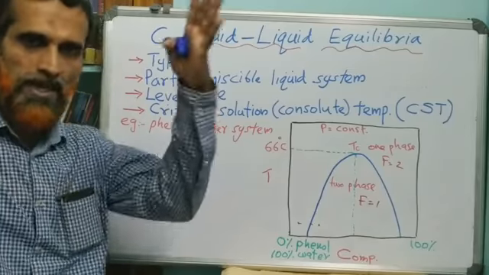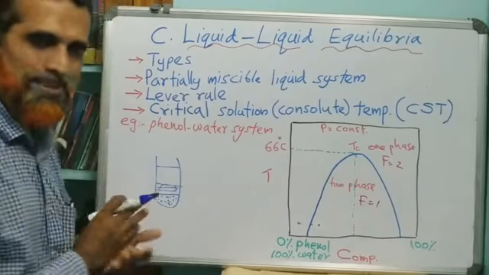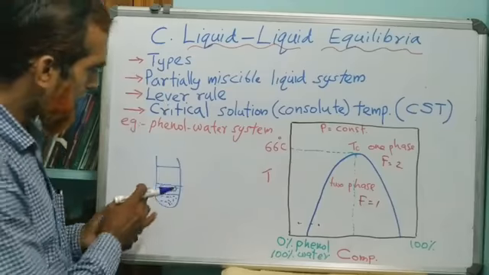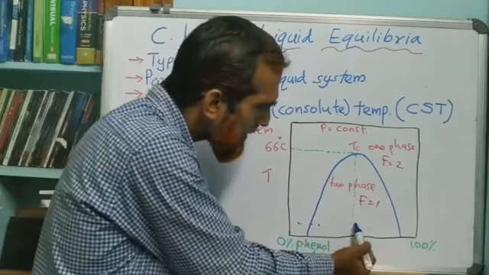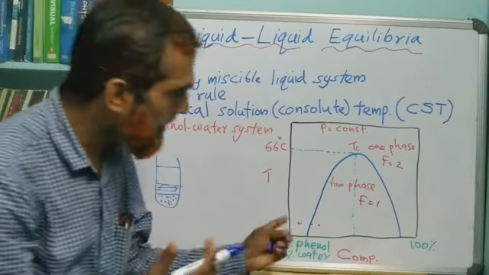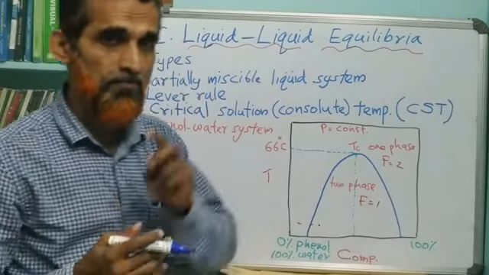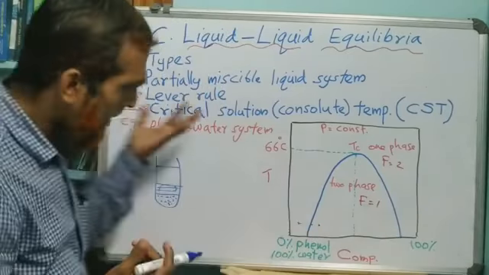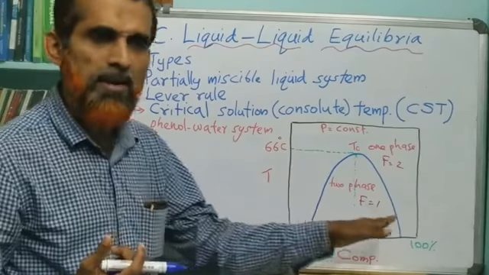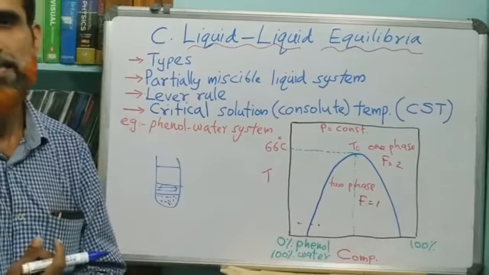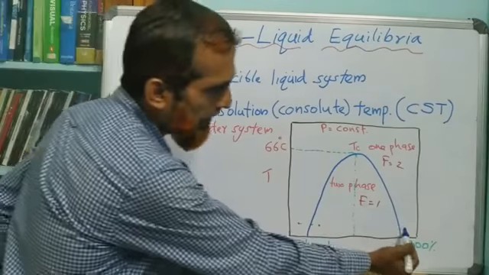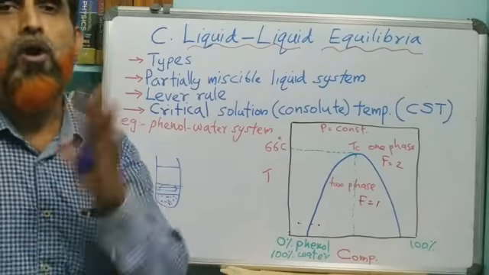Actually, you will have to take a bigger test tube or vessel to contain it because you are adding more phenol. So what happens when you move along this? The amount of phenol increases so much that you are going toward 100% phenol. Relatively, the amount of water becomes less, and that water will dissolve completely, and when you reach here, it again becomes homogeneous.